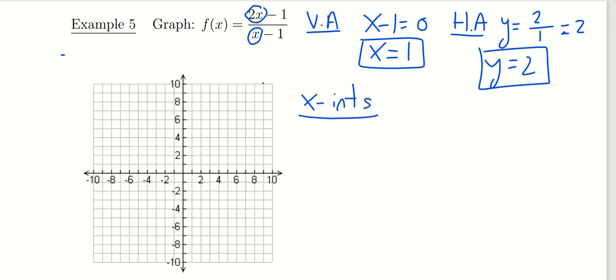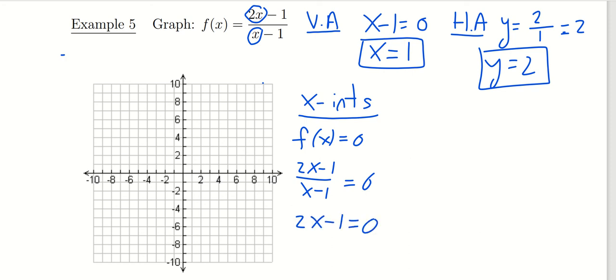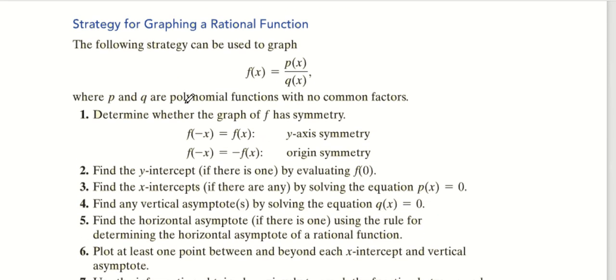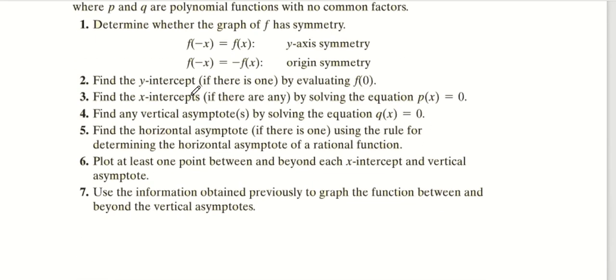For the x-intercepts, remember this is where you set f of x equal to 0 and solve. That is, where is (2x minus 1) divided by (x minus 1) equal to 0. This is a rational equation. You can multiply both sides by the denominator, and we get 2x minus 1 equals 0. If you go back to the notes, whenever we talk about finding the x-intercepts, a fraction is only ever 0 wherever the numerator is equal to 0.